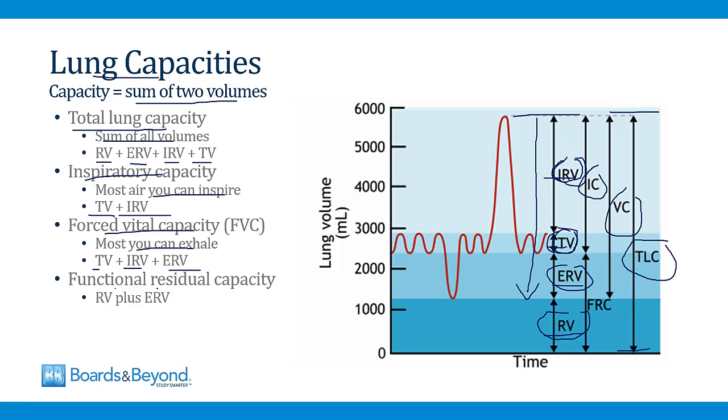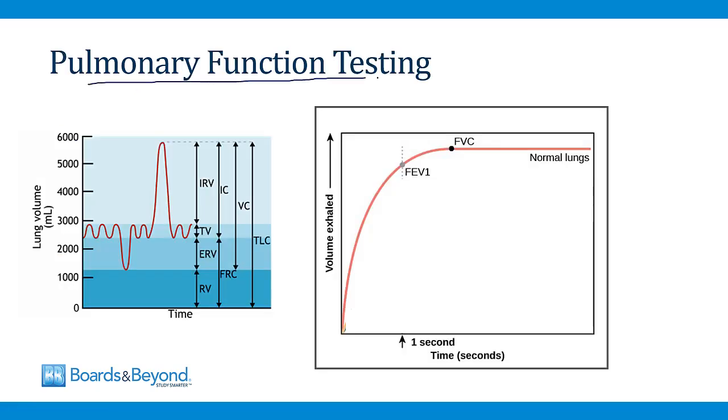And then finally, the functional residual capacity is the residual volume plus the expiratory reserve volume. And this is an important capacity because this is the volume that will be in the lungs at the end of a quiet breath, and that volume is modified in a number of pathologic states. So pulmonary function testing is the way that we clinically measure some of those volumes and capacities in order to assess patients who may have lung disease.